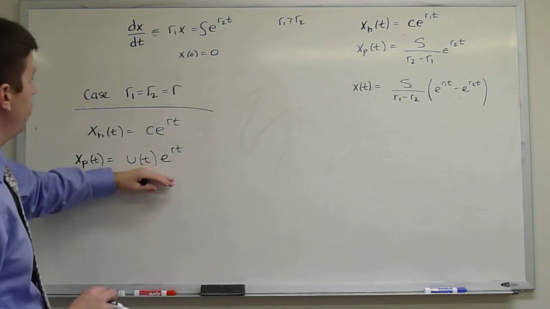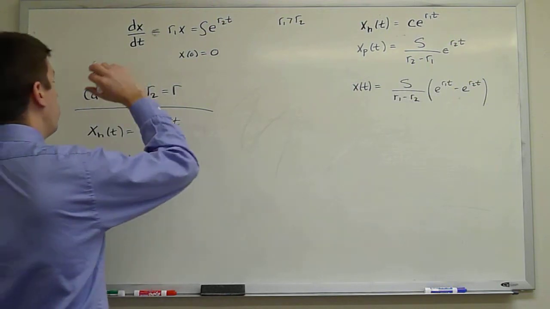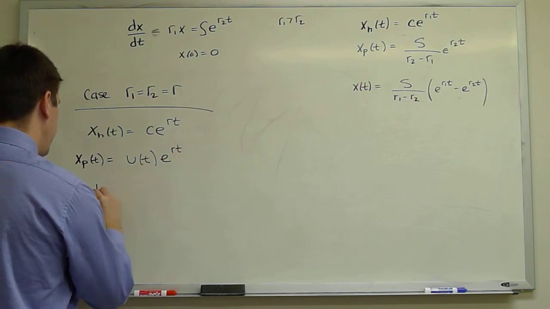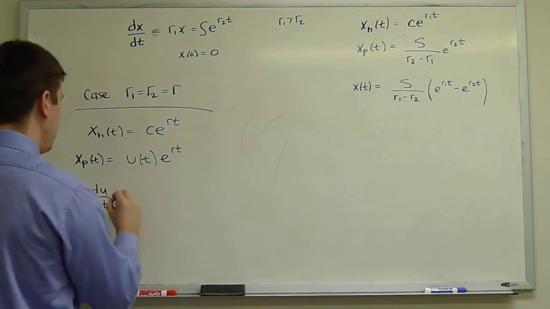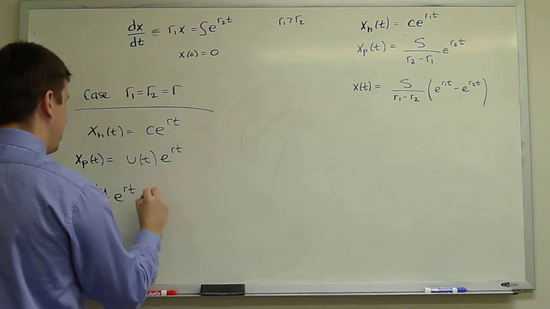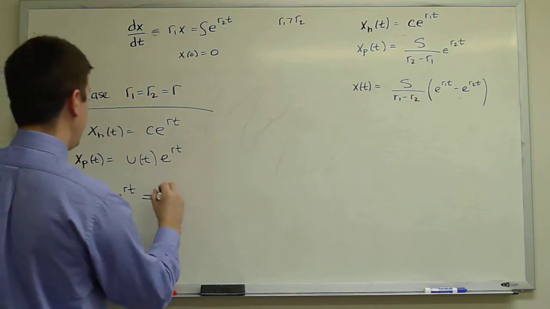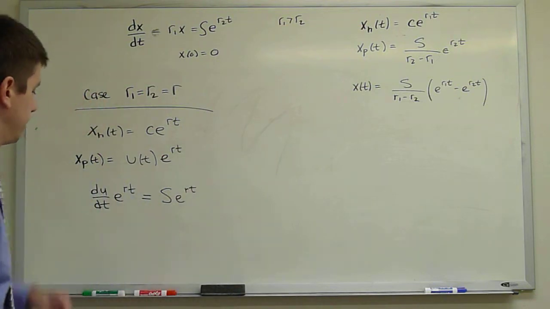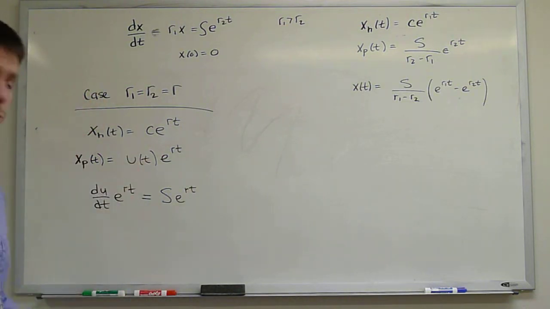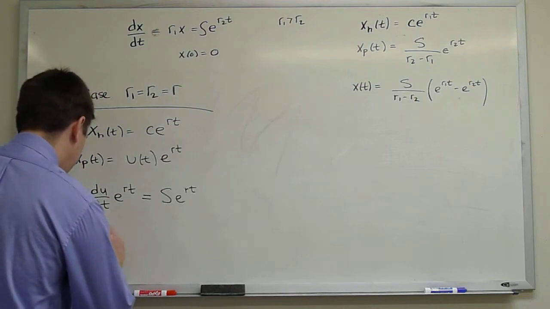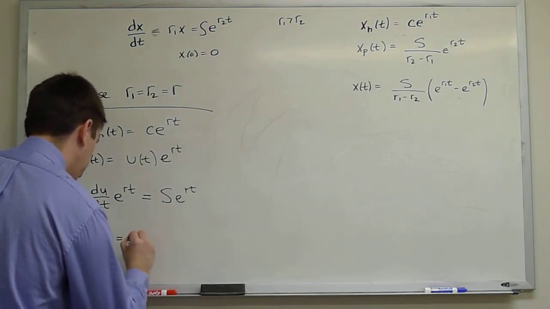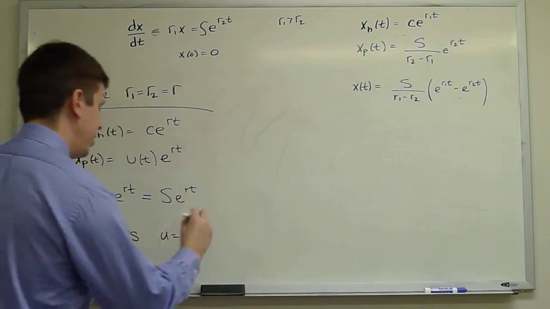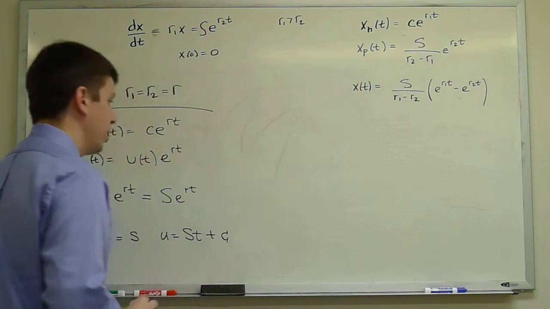But when we insert this form into the ODE, we change variables from an ordinary differential equation on x, and we get du dt e to the RT, some things that cancel, equals s e to the RT. Now, dividing both sides by e to the RT, we get a very simple integral for u, du dt equals s, and so u equals st plus an integration constant.